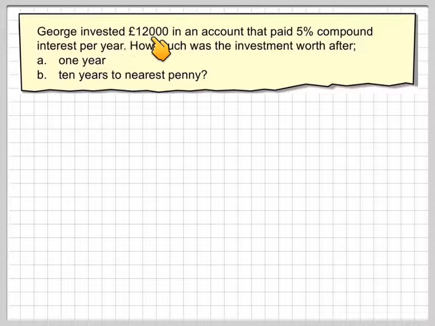George invested £12,000 in an account that paid 5% compound interest per year. How much was the investment worth after A, 1 year, B, 10 years to the nearest penny?